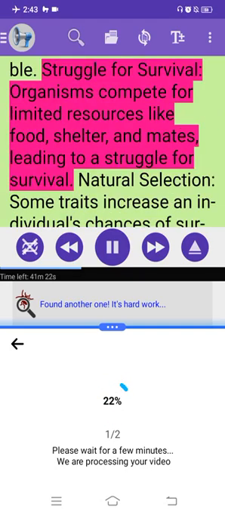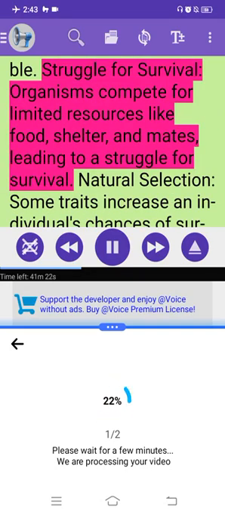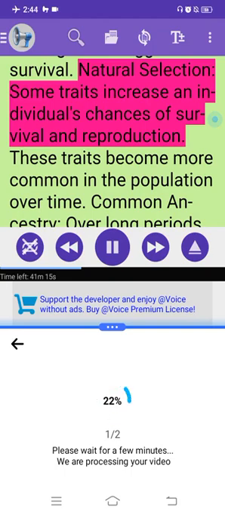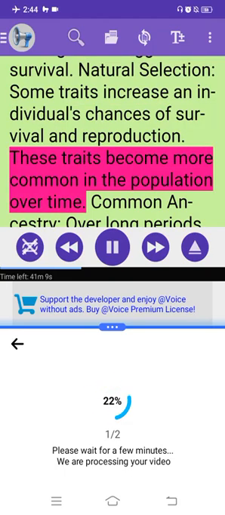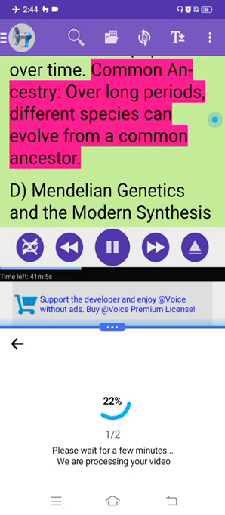Organisms compete for limited resources like food, shelter, and mates, leading to a struggle for survival. Natural selection: some traits increase an individual's chances of survival and reproduction. These traits become more common in the population over time. Common ancestry: over long periods, different species can evolve from a common ancestor.